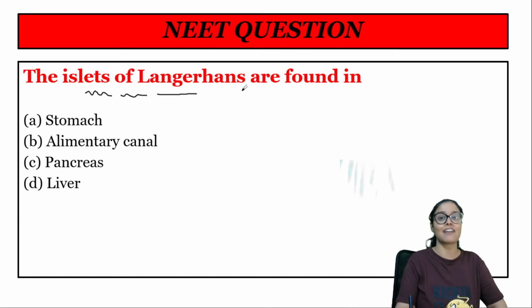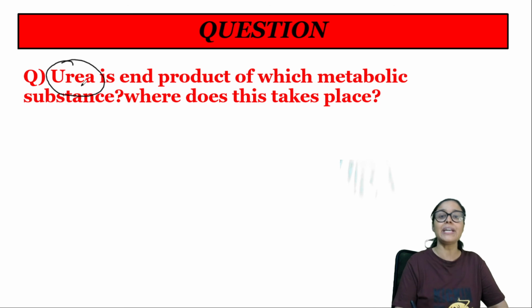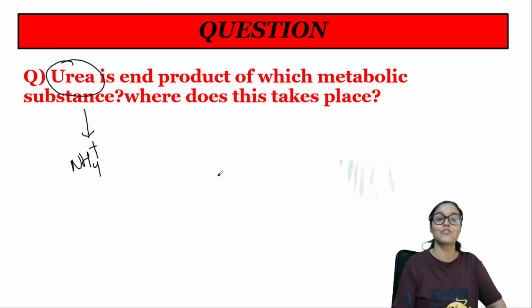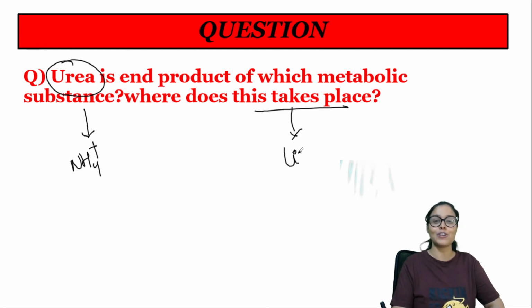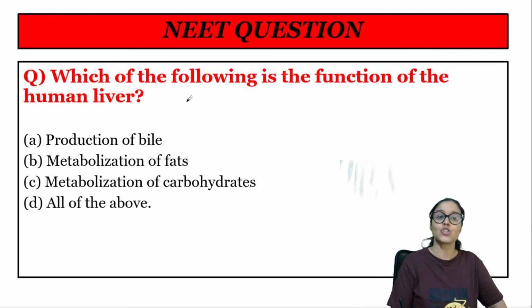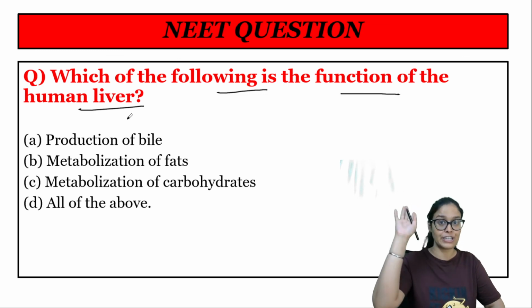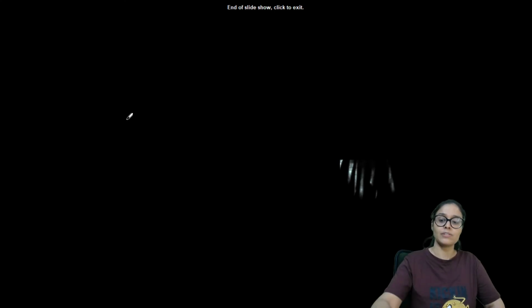Islets of Langerhans are found in which organ? You will tell me the answer in the comment box in the Telegram link. And urea is the end product of which metabolic substance? Ammonia, I have told you. And where does urea formation take place? In the liver, I have told you. So you will give me the answer in the chat box. Now you will tell me which of the following is the function of human liver. Out of all, what will be the correct answer? Already told you everything. So that's all.